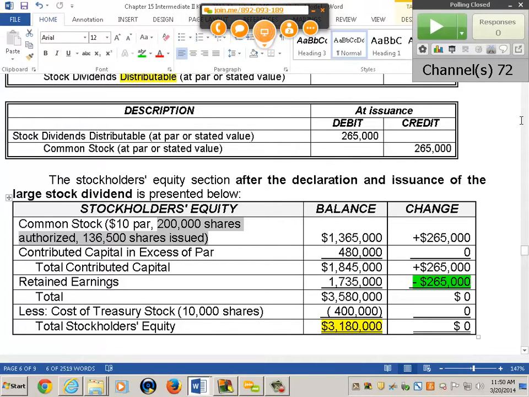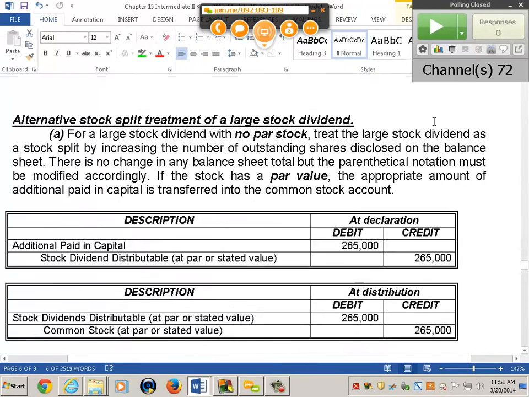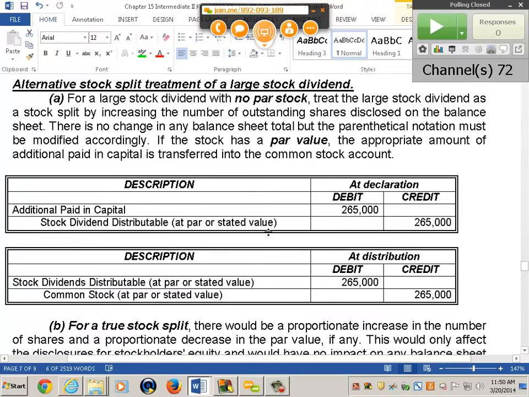There'd be no excess over par value, and you would just change the number of shares issued, and that's it, if it was a large stock dividend with no par. If, however, it has a par value, in some states, you could treat this as what you would think of as a liquidating dividend and take it out of paid-in capital. So at declaration, rather than debiting retained earnings for par value at $265,000, you would debit the paid-in capital account and credit the common stock dividends distributable at par. And then when you distribute, you would debit the distributable account and credit the common stock.